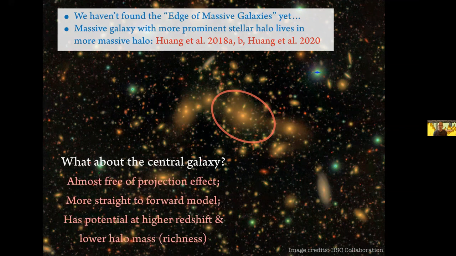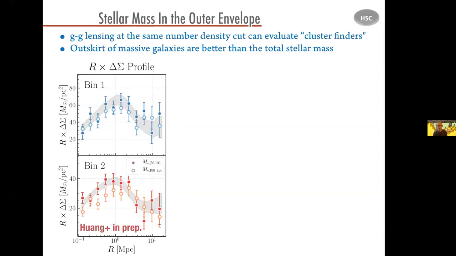For example, you're using basically one galaxy, so there's almost no projection effect. And you only care about the stellar mass of one galaxy, so it's much easier to forward model. It also has more potential at higher redshift and lower halo mass, where richness tends to break down. So we quickly checked this idea using HSC deep images and the unprecedented GG lensing capability.